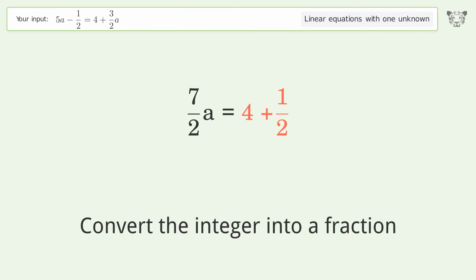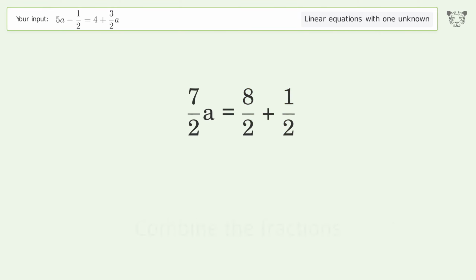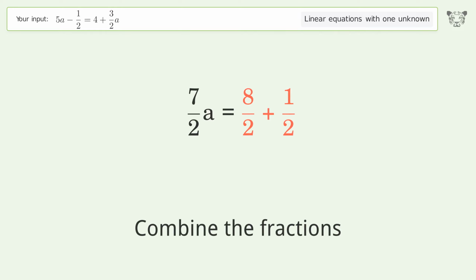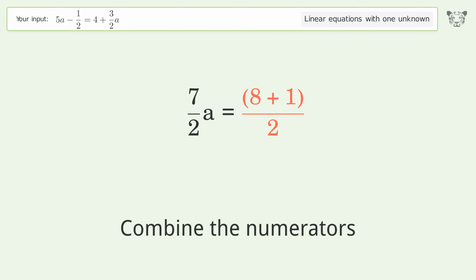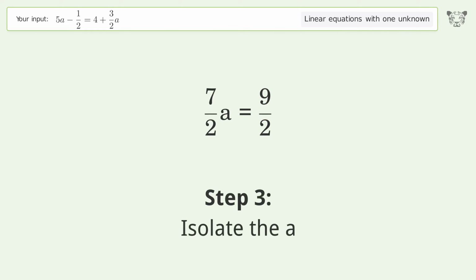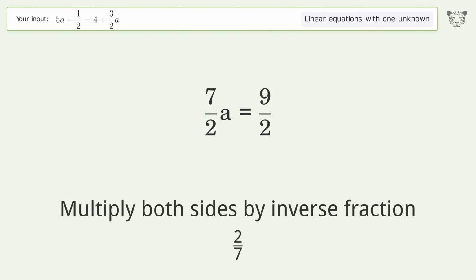Convert the integer into a fraction. Combine the fractions. Combine the numerators. Isolate the a. Multiply both sides by inverse fraction 2/7.